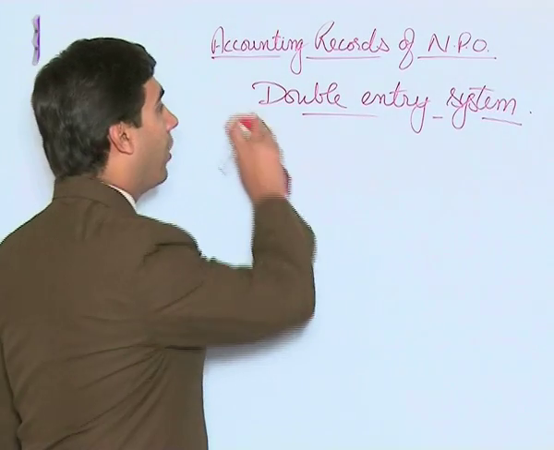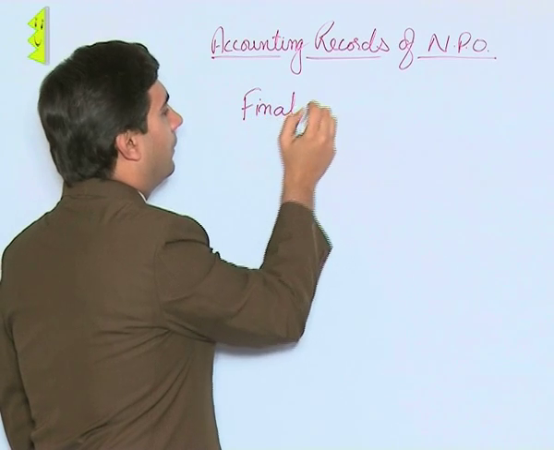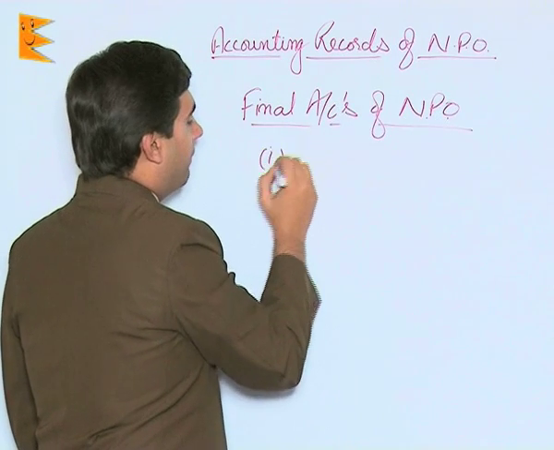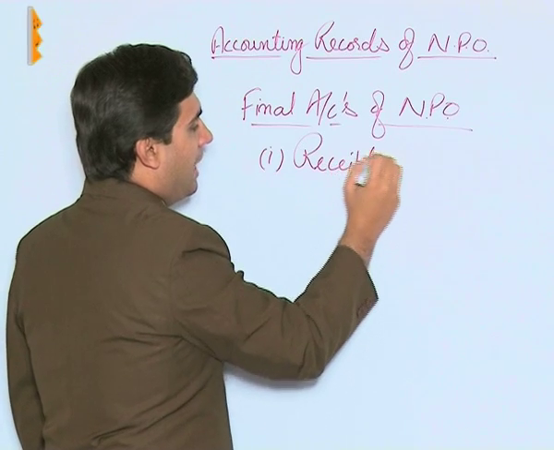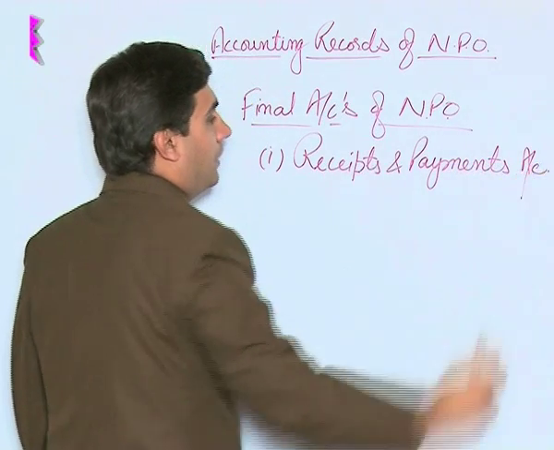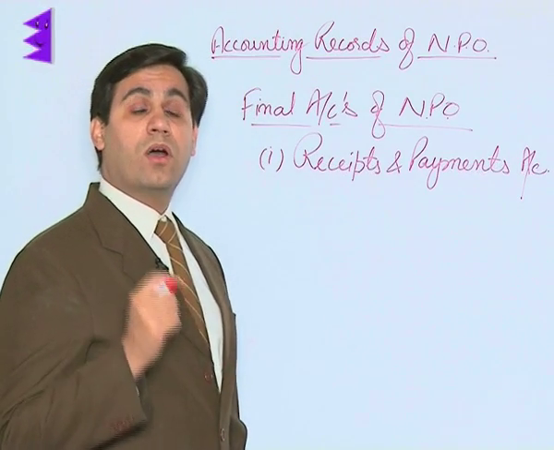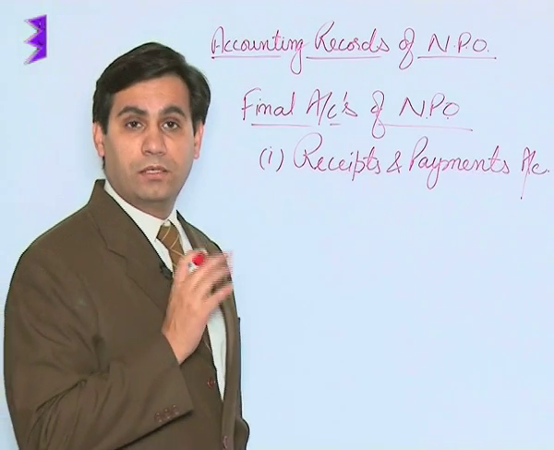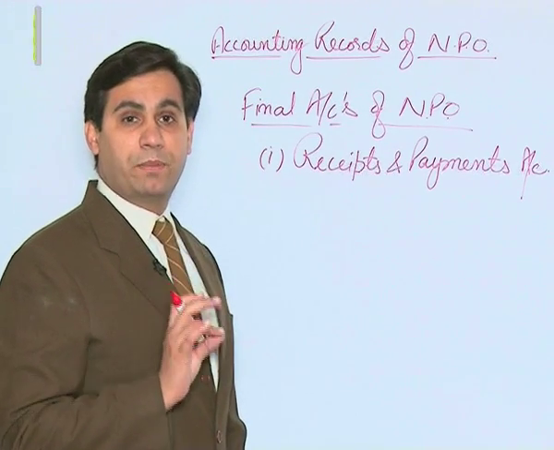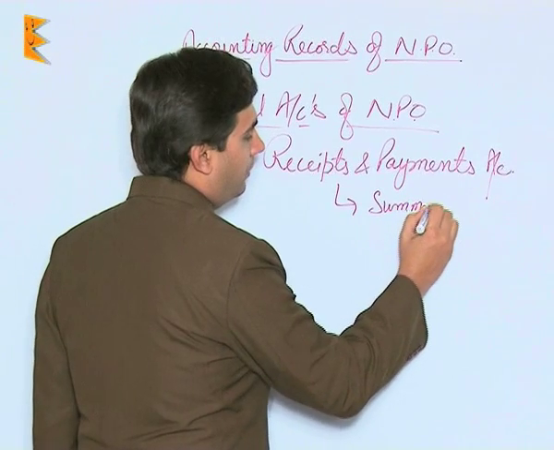So the final accounts of a non-profit organization consist of three basic statements. The first statement is the receipts and payments account. Remember students, as the name suggests, receipts and payments, that means it shows receipts and payments made by an N.P.O during a particular period. It is very similar to a cash book. Rather, the correct expression is that it is a summary of cash book.